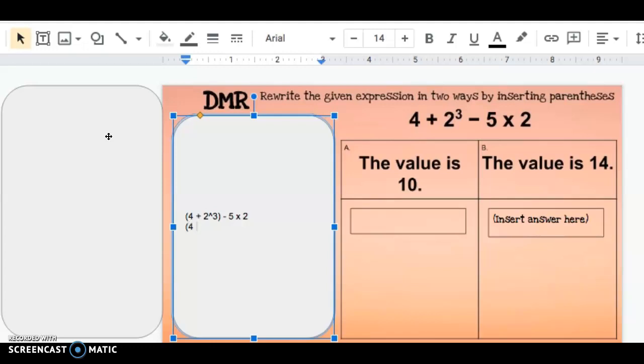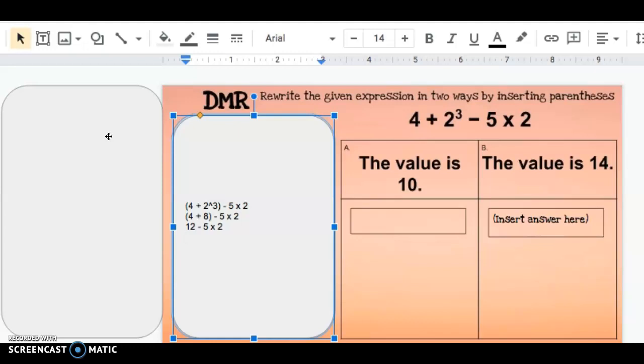So I have 4 plus 2 to the third power, which is 2 times 2 times 2. 2 times 2 is 4, 4 times 2 is 8. So I have 8, and I write everything else as is because I haven't touched it yet. I still have parentheses, so according to PEMDAS, I need to solve that. 4 plus 8 is 12. 12 minus 5 times 2.